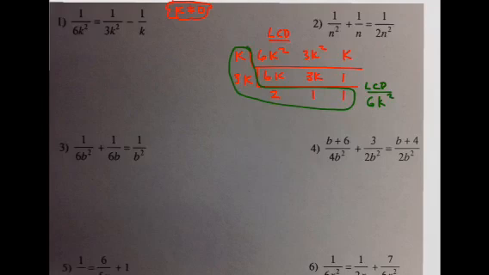So let me go ahead and write it out: 6k squared, 1 over 6k squared; 6k squared, 1 over 3k squared; and 6k squared, 1 over k. Now you may want to put a 1 underneath each LCD just to keep it looking as a fraction. And so now we're going to go through and simplify.